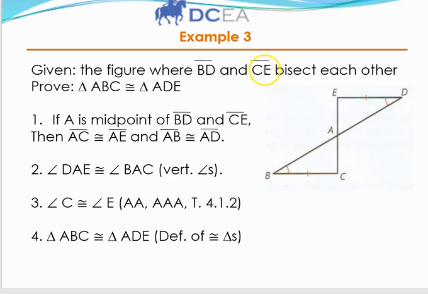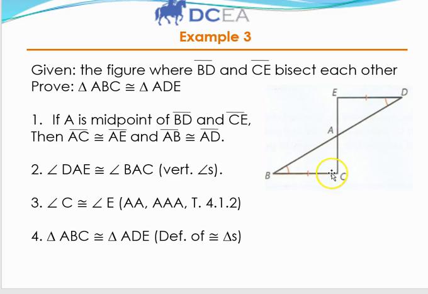Because BD and CE bisect each other, that means that it creates equal segment lengths. If A is the midpoint of BD and CE, which is what we're told in the given, or this is what we assume from the given, then segment AC is congruent to segment AE, and segment AB is congruent to segment AD. Angle DAE and angle BAC are congruent because they're vertical angles.